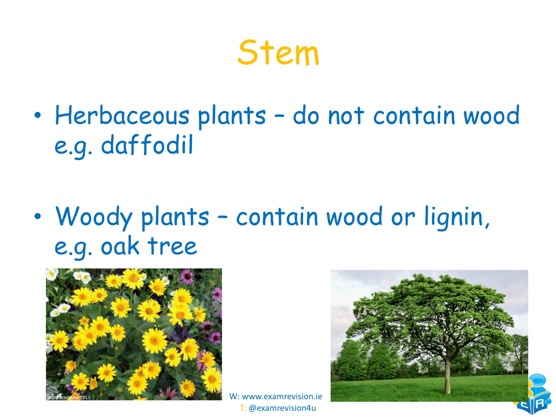So the stem then, we can break this down into two different types. We can have a herbaceous stem or a woody stem. Okay, so herbaceous plants and woody plants. So herbaceous plants do not contain wood, whereas woody plants, it's in the name, they do contain wood or lignin. So an example of a herbaceous plant would be a daffodil. An oak tree will be an example of a woody plant.